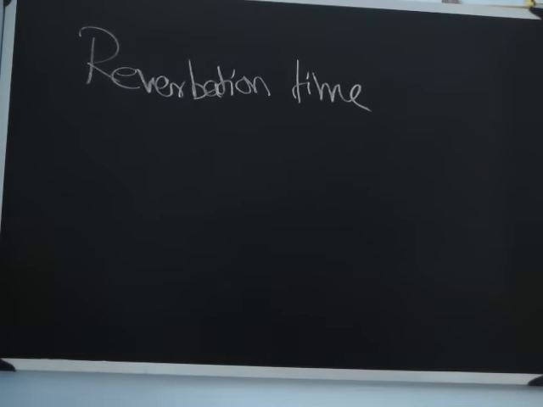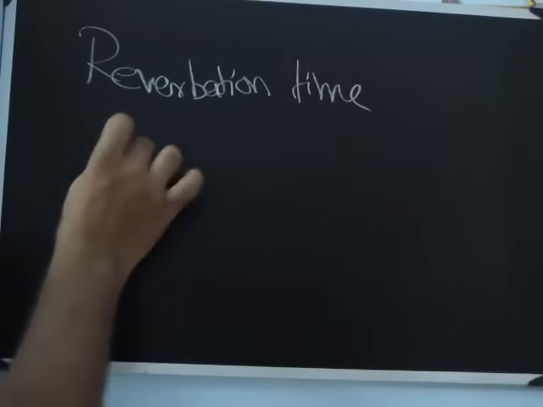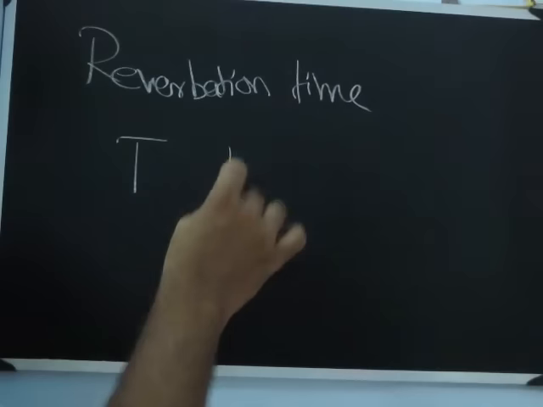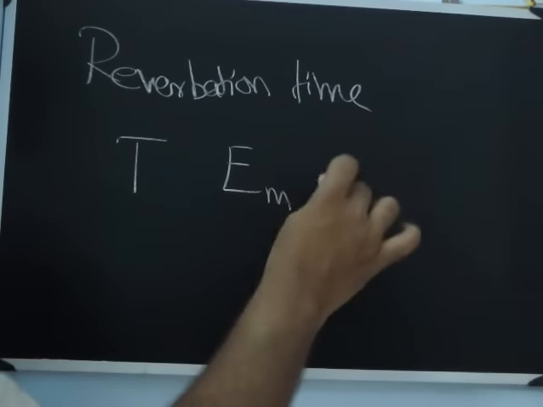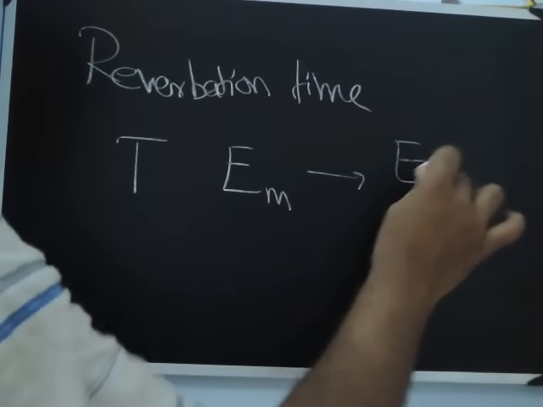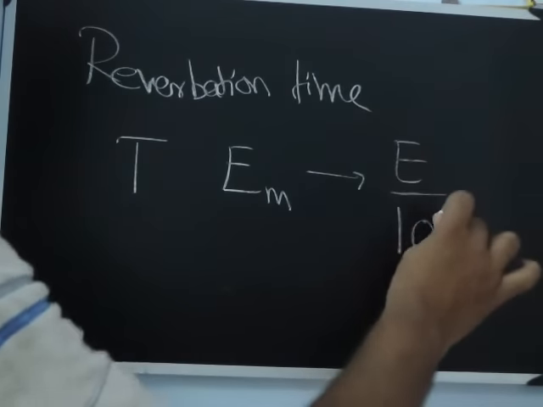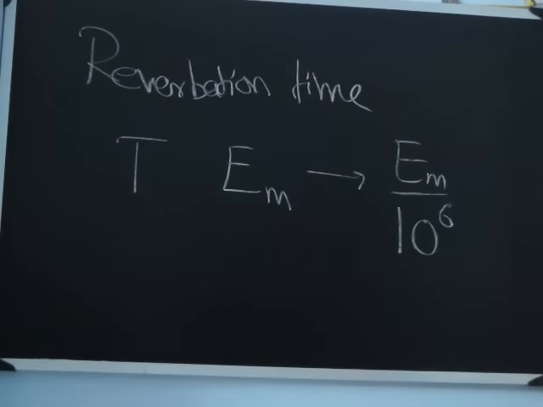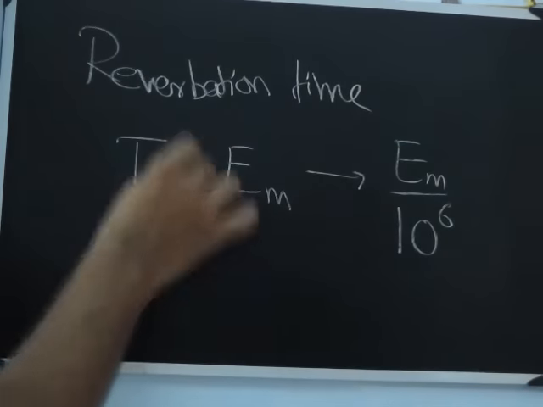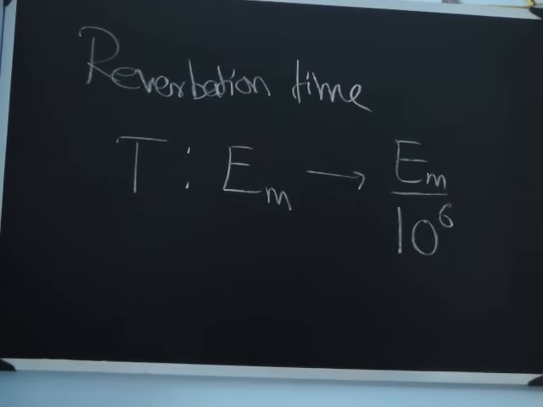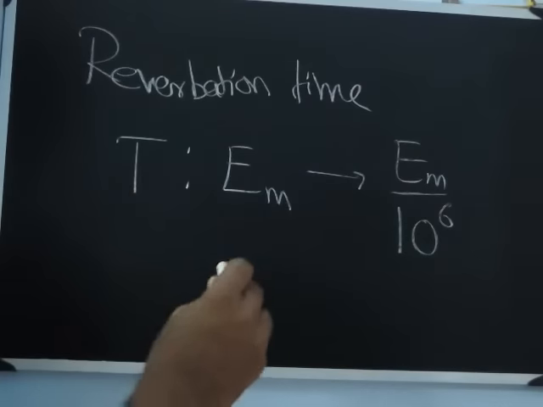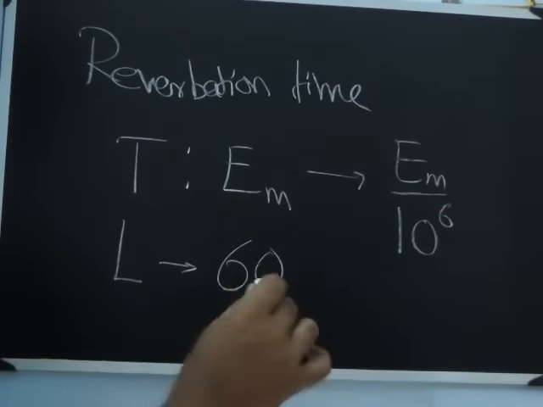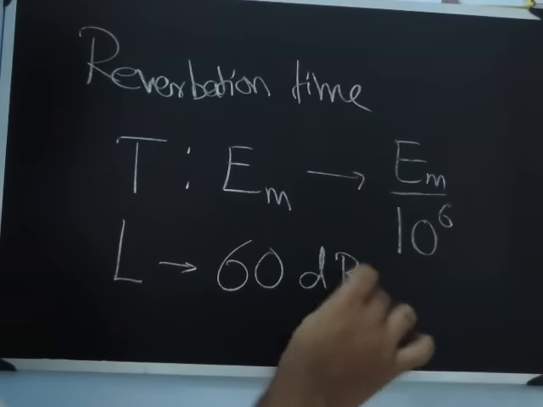And the time taken for that, how long this sound remains audible because of this reverberation, is called reverberation time. We'll say it is the time taken for sound to fall from its maximum energy to 1 millionth of its maximum energy. So from the maximum energy to 1 millionth of the value, the time taken will be called reverberation time. In other words, sound level should drop by 60 decibels.